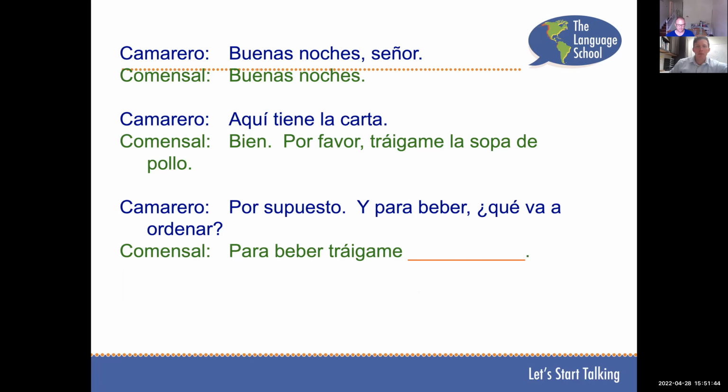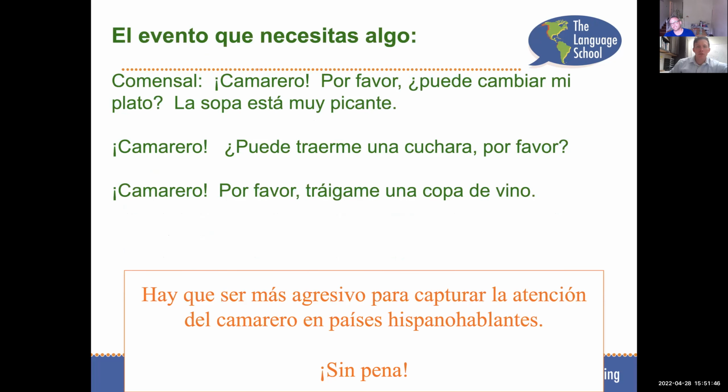Right? Yep. So sometimes you might be in a situation where you need something. Something's missing, or something's wrong with the food, whatever, right? Here's some phrases you might say. Can you say these to me? Camarero, por favor, puede cambiar mi plato. La sopa está muy picante.